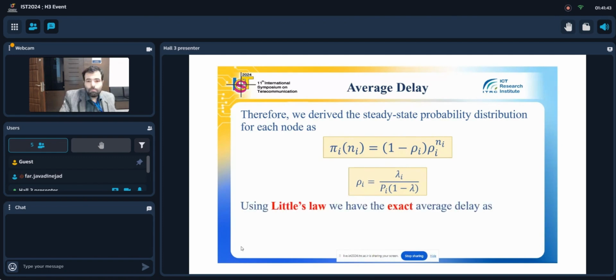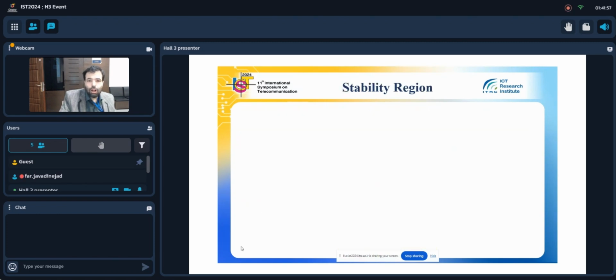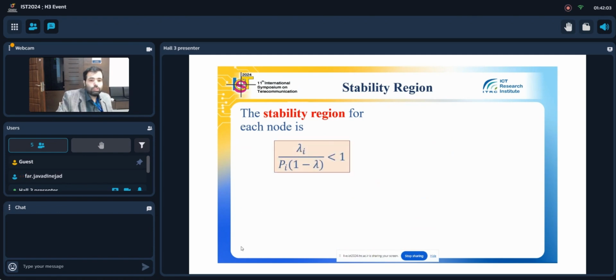Now that we have the pi function, we can use Little's law to derive KPIs like delay. And delay is what we were looking for, the exact amount of delay, at the beginning. Also, we could derive the stability region for that network. So we derive it as in the following, which is a function of the arrival probability and the transmission probability.